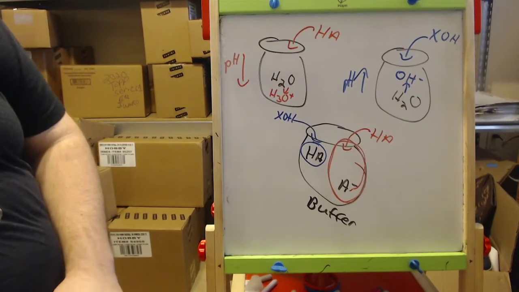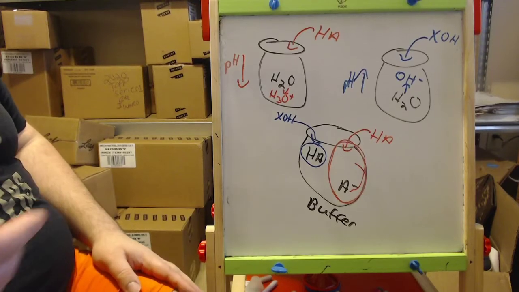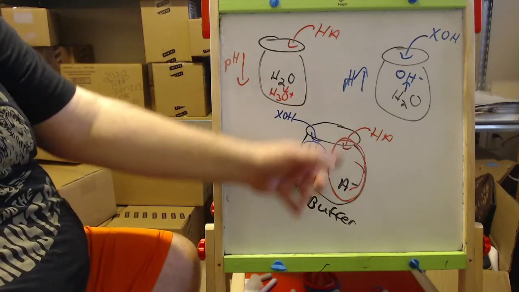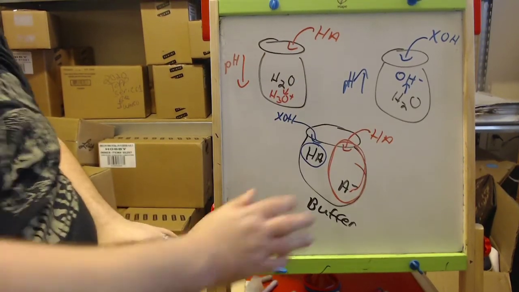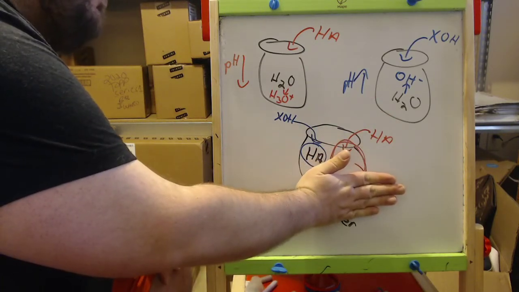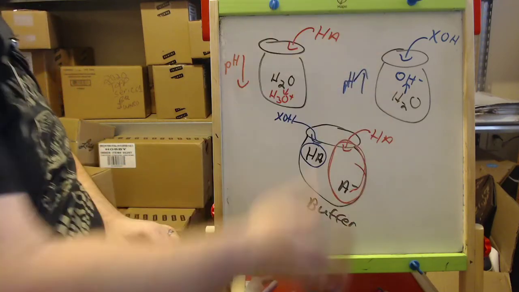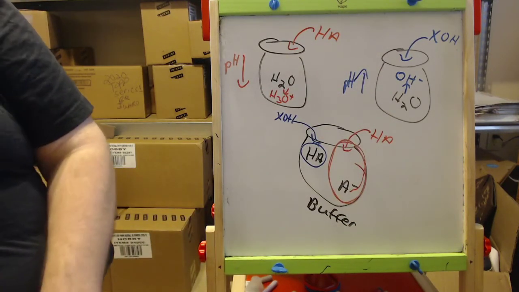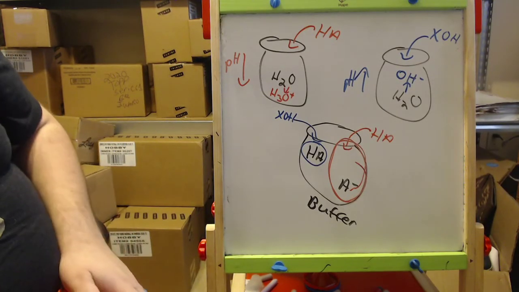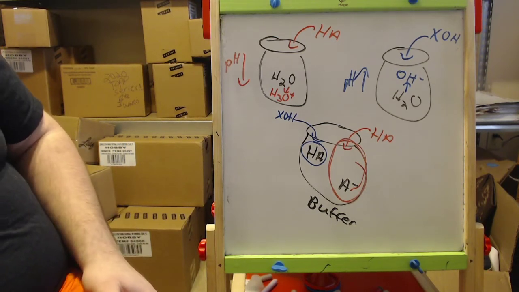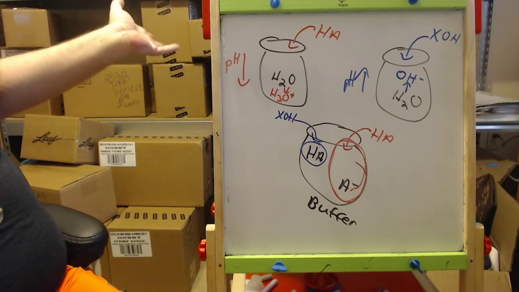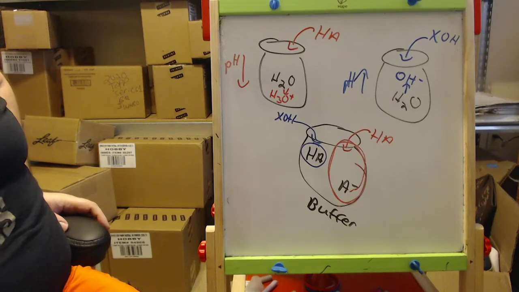Now the thing is, our buffers have a capacity. So yes, I could dump this in and the pH won't change. I could dump this in and the pH won't change. But there's a point at which if I keep dumping acid in, acid in, acid in, my conjugate base will be used up, and eventually my pH will drop. Where this is important is if you're studying physiological things in a lab and you need a pH setting. Our physiological pH is 7.4.